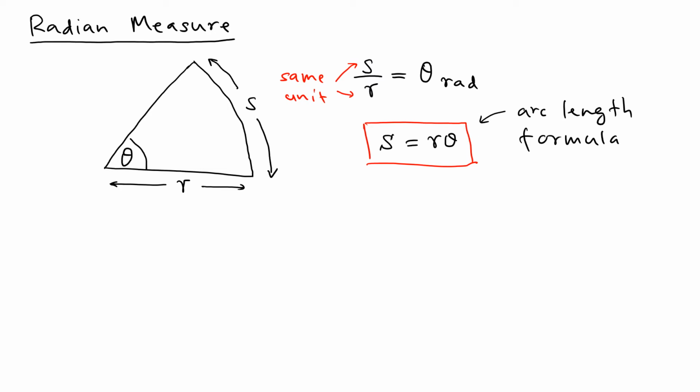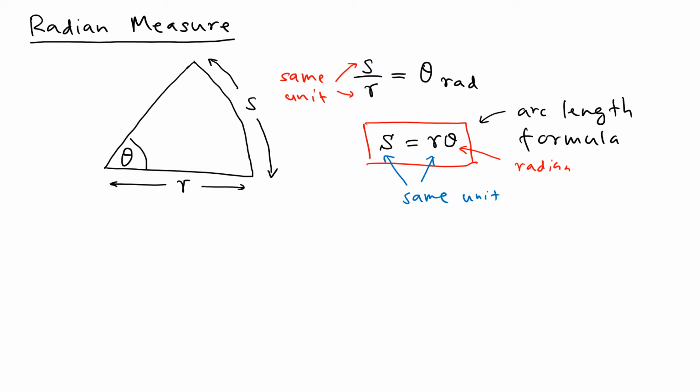And then the conversion. What we need to know is that theta has to be in radian, and as before, these two have the same unit. And theta has to be in radians. So if it is given in degrees, you have to convert that and then use that in the formula.